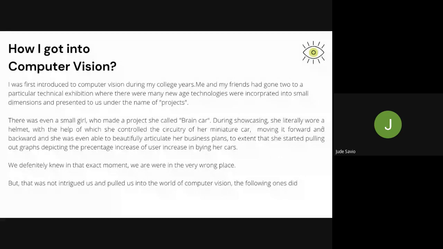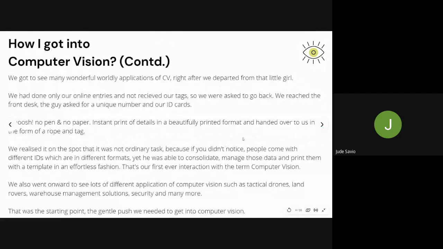The following one did. So what happened was, when we went into this exhibition, we missed out on getting registered with the front desk. We had only done our online entries and not received our tags. So we were called out by the security, and we were asked to register ourselves. And we went to this guy on the front desk, and without any papers, any pen, he just asked us for our ID cards and the unique number which got generated when we were registering for the event online.